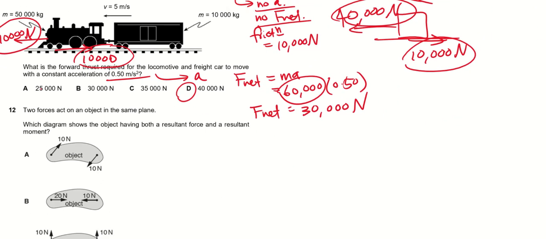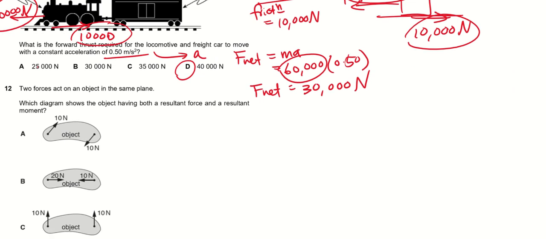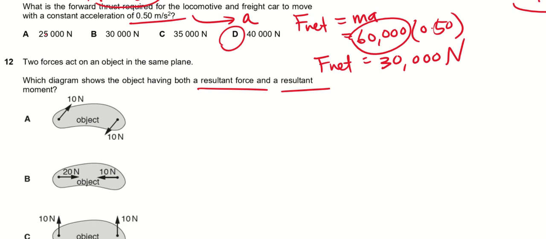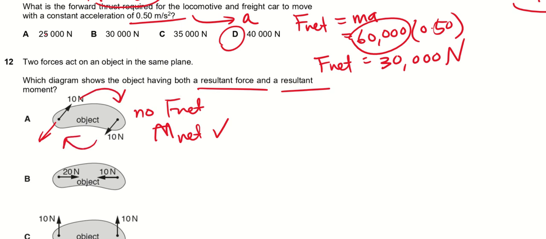Okay, question 12. Two forces act on an object in the same plane. Which diagram shows the object having both a resultant force and a resultant moment? Okay, so for A, there is actually no resultant force, right? Because they are equal and opposite to each other. But is there a resultant moment? Yes. No F net, M net yes, right? Because this is going to be clockwise. This is also going to be clockwise.